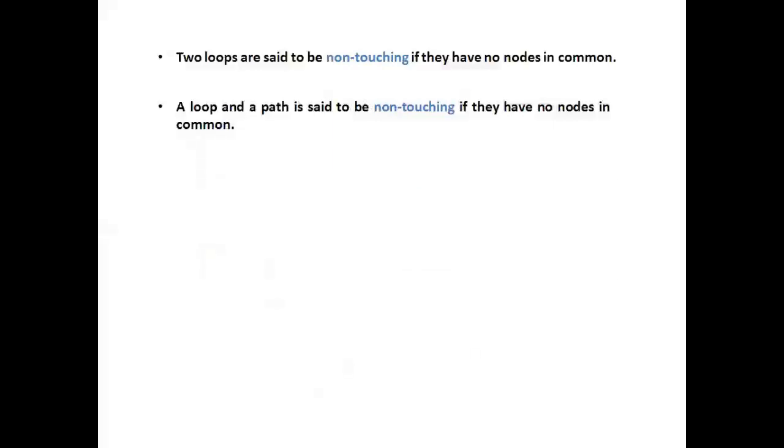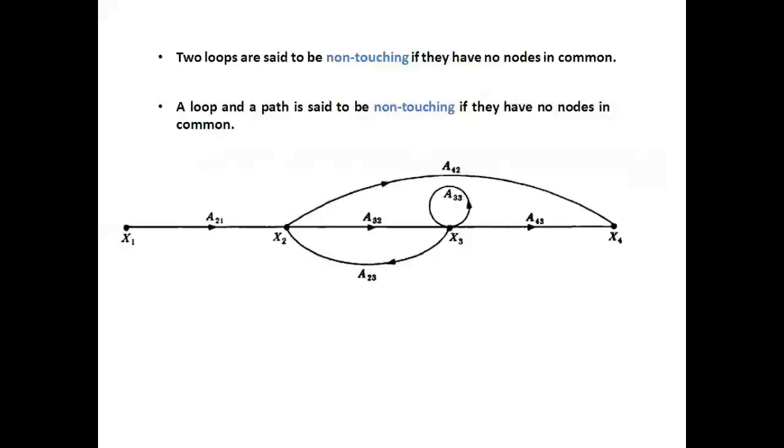The most important terminology here is to analyze and identify the non-touching loops. Two loops are said to be non-touching if they have no nodes in common. So in this example, we have two loops, x2, x3 back to x2 as well as a self loop at x3, in which the two loops are sharing a common node x3. Hence, we don't have any non-touching loops.